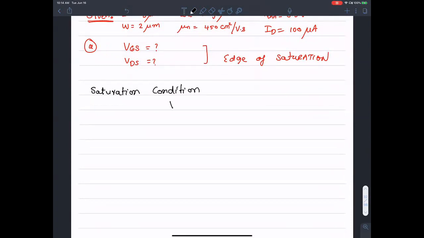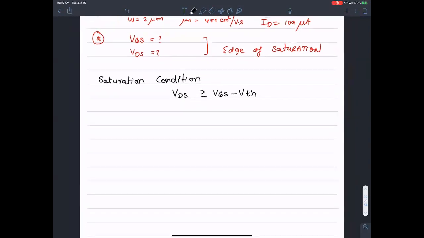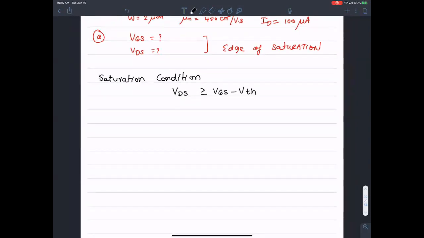The saturation condition is VDS is greater than or equal to VGS minus VTH, right? Yes. So the limiting condition, or the edge of saturation, is going to be when VDS is exactly equal to VGS minus VTH. That is what it means to be on the edge of saturation.